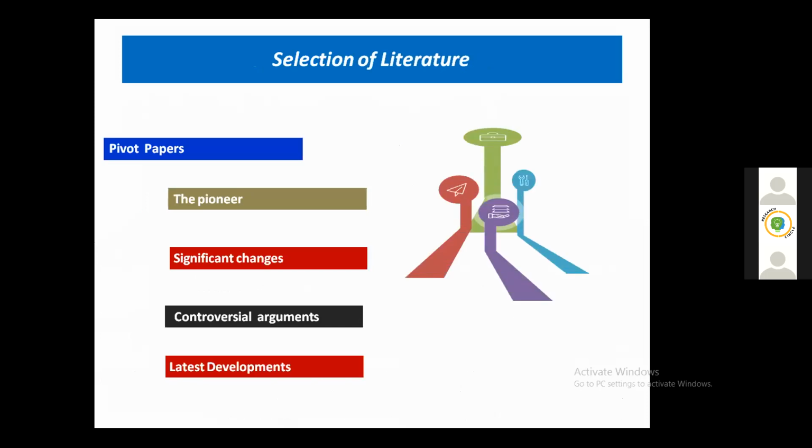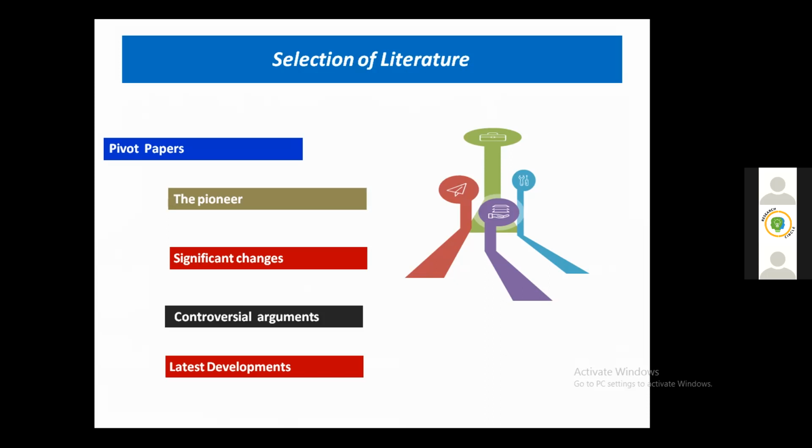Now the pivot papers. Pivot papers means the unavoidable papers that have to be included in your literature. One is the pioneer. Pioneer means the one who reported that issue the very first. Then the next part is the significant change. Whatever significant change contributed to that particular flow should be included. Then controversial arguments. If somebody is totally challenging that result, that should also be included because we are not biased. Whatever material is available, we have to process it effectively. Then the latest developments should also be included.